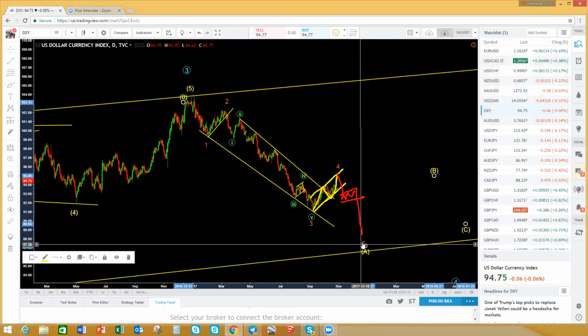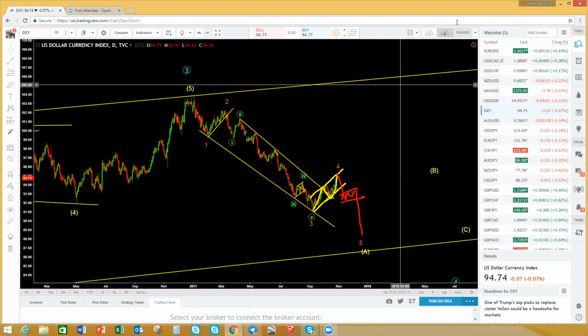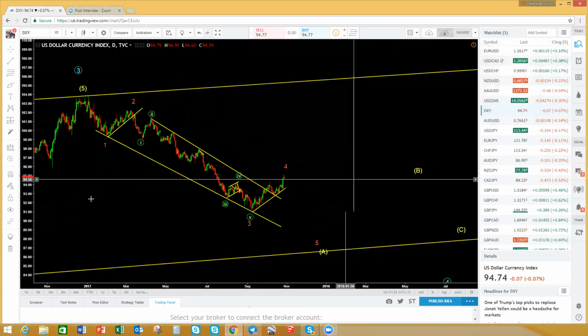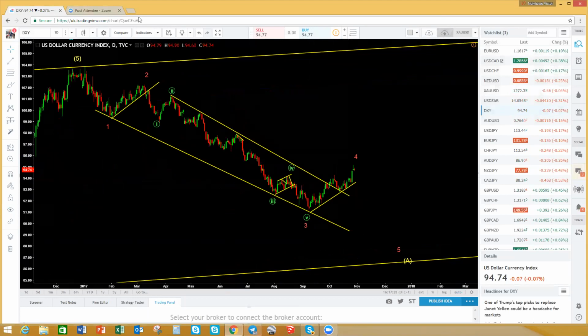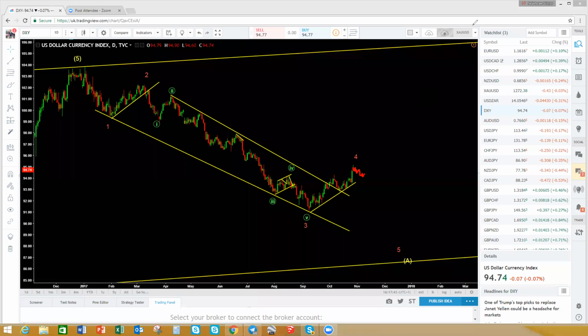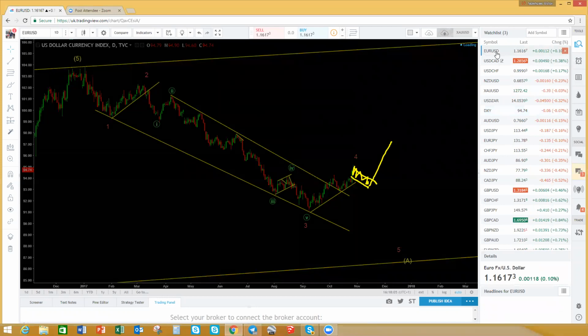Alternatively, if this has actually completed and this is actually wave 5, which we can do the alternative count, this is another possibility on the dollar index. Remember here, I'm on the daily time frame. If it starts doing this, I'm going to do it with yellow. I prefer the yellow color. If it starts doing this here, giving us a flag, then we'll still see more strength on the dollar in the days ahead. Okay, and then we'll have to do the recount and label this.